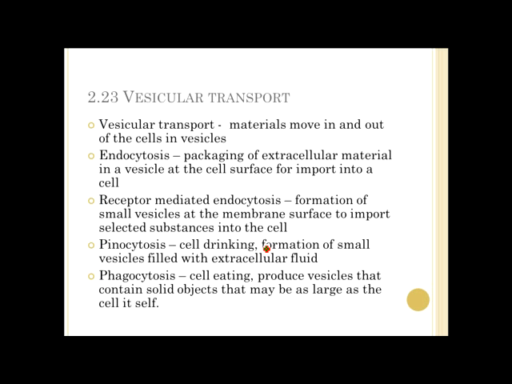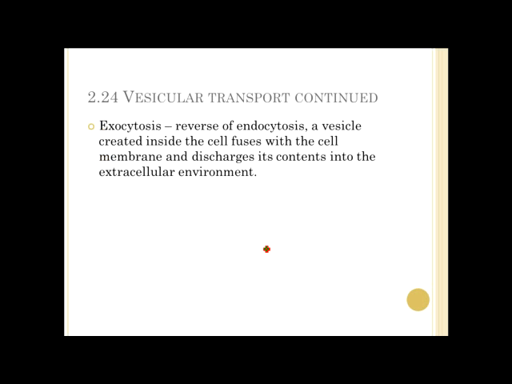White blood cells are phagocytic, or macrophagic is another word for it. What that means is they will eat or consume other cells that are not like themselves. And then last but not least, we have exocytosis, which is pretty much the reversal of endocytosis. A vesicle created inside the cell fuses with the cell membrane and discharges its contents into the extracellular environment. Exocytosis is something that we'll see in cells that specifically secrete things into the extracellular environment.